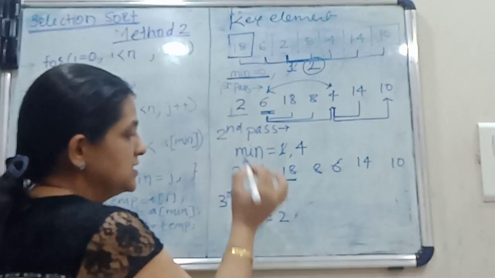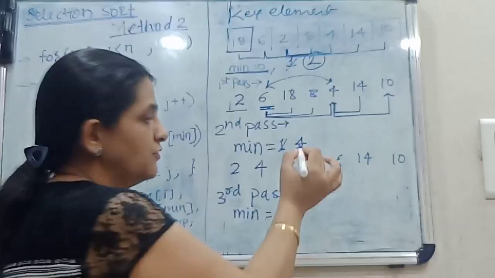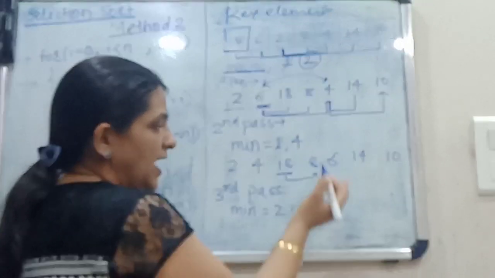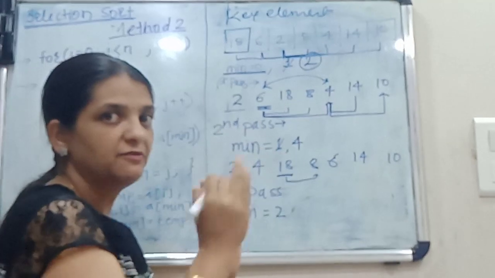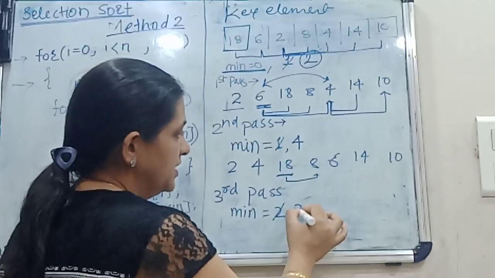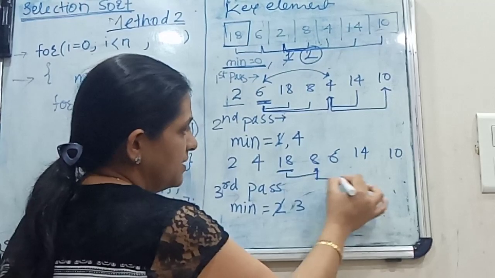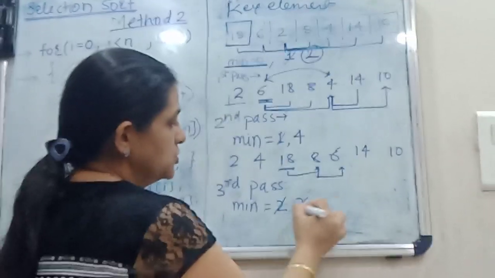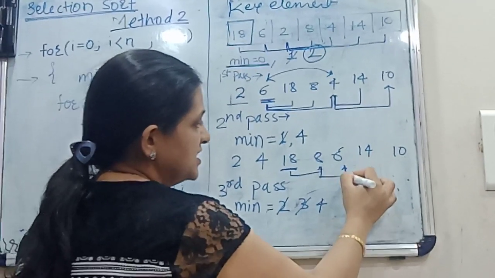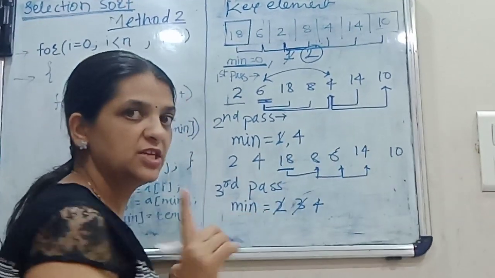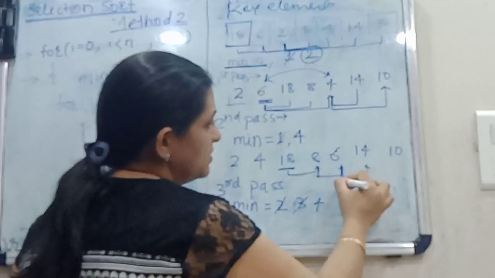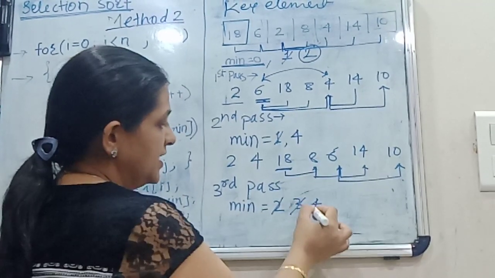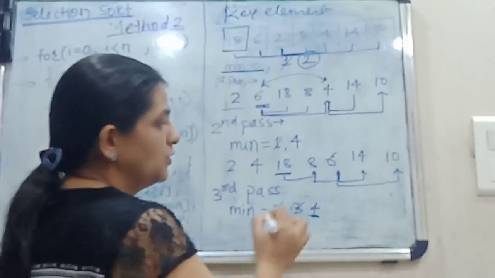So in this, again the comparison will start from position 2, and 18 will be compared with 8, and you got that you have to change the min position, so min will become 3. Then 8 will be compared with 6, again you have to change the min position, so your min will become 4. Then 6 will be compared with 14, no change in the min position. 6 will be compared with 10, and no change in the min position. So at the end of the third pass you got 4 again.